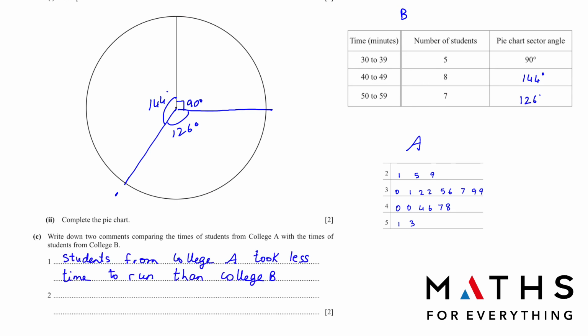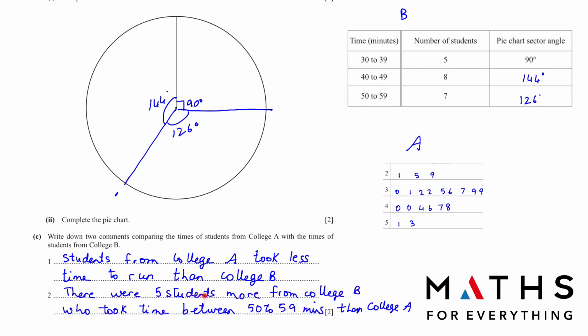The other comparison you can make is there were 5 more students from college B who took the time between 50 to 59 minutes to run, whereas in college A there were only 2 students. So there were 5 students more from college B who took time between 50 to 59 minutes than college A. Or you can write that there were 7 students who took time between 50 to 59 minutes from college B, whereas there were only 2 students from college A.